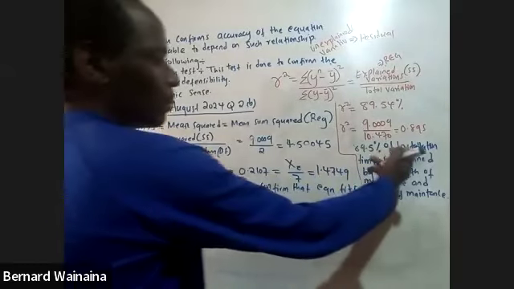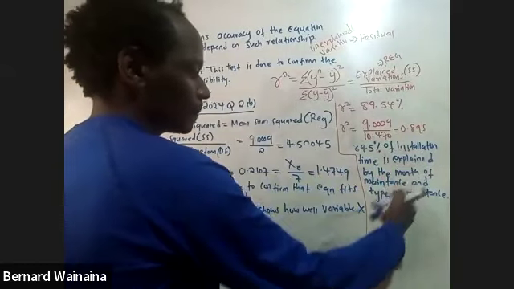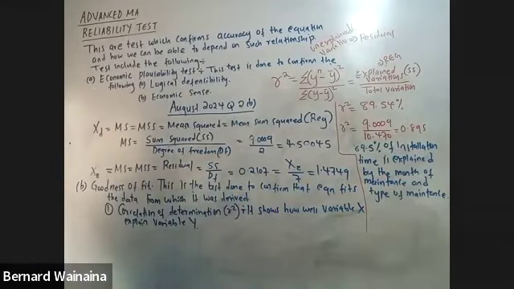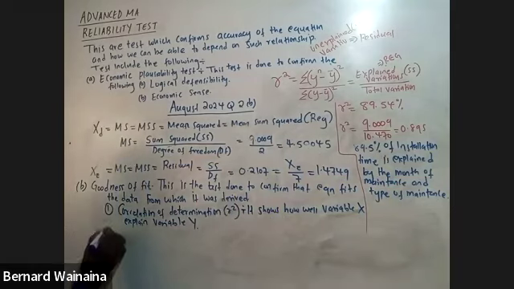So 89% of the installation time is explained by the month of maintenance and the type of maintenance. Now that's number 1, coefficient of determination. Number 2, standard error of the estimate.